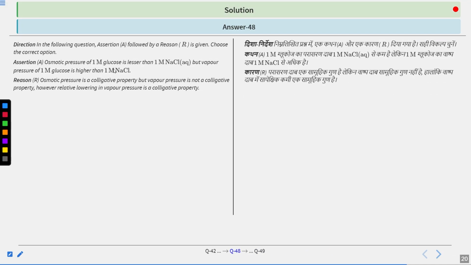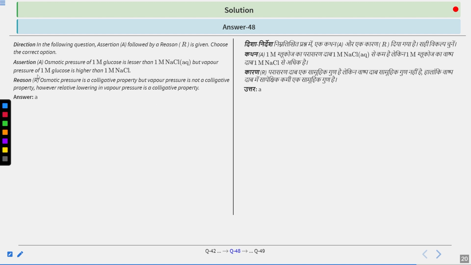In this question, you are given the direction that we have a certain sentence, and we have to look upon the reason, whether it is correct or not, and also if it is satisfying the assertion or not. Your assertion says that osmotic pressure of 1 molar glucose is less than 1 molar NaCl, but vapor pressure of 1 molar glucose is higher than the 1 molar NaCl. Your reason is that osmotic pressure is a colligative property, but vapor pressure is not a colligative property. However, relative lowering of vapor pressure is a colligative property, and we know it very well.